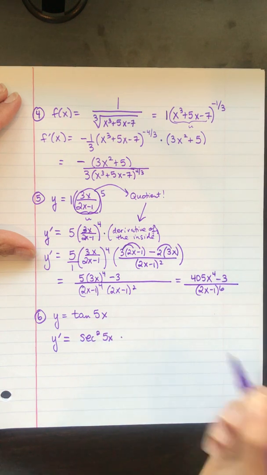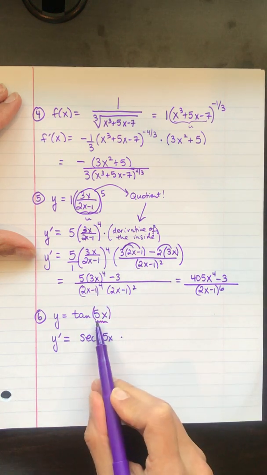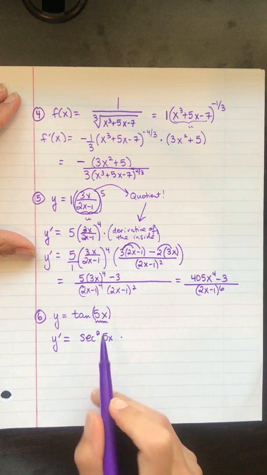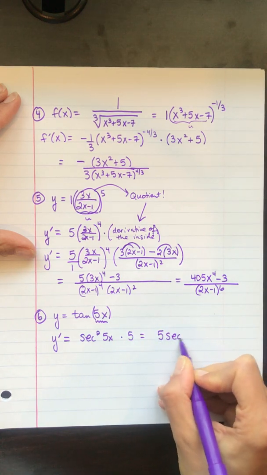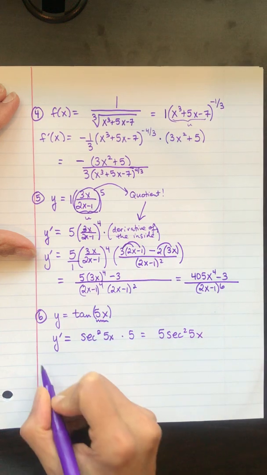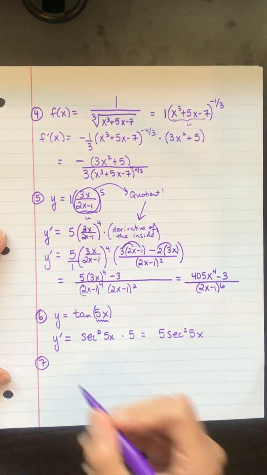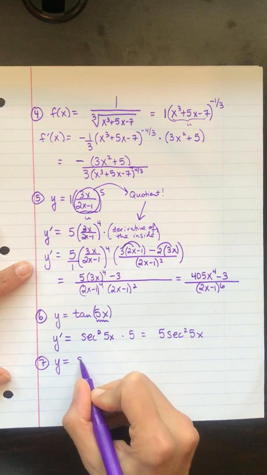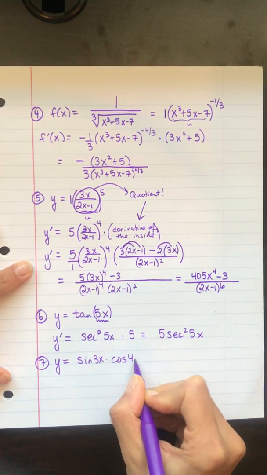Chain rule kicks in. Times the derivative of the argument. That's the argument. What's the derivative of 5x? It is 5. My final answer is 5 secant squared 5x. Let's do another one. I think I want to do about 6 more here. How about y equals sine 3x times cosine 4x?